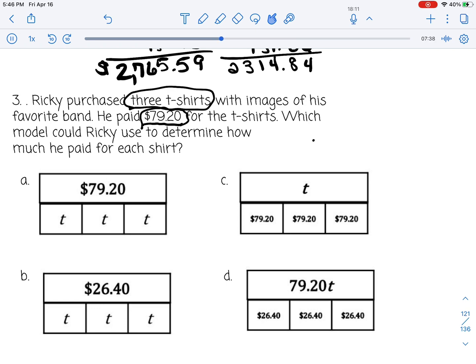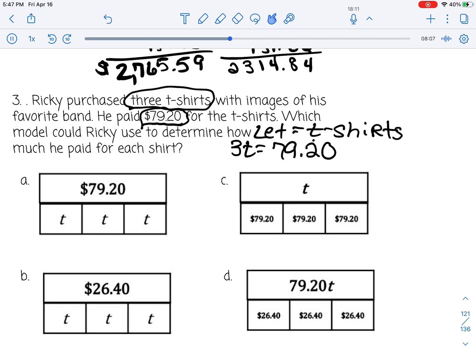So let T equal t-shirts. I know that he purchased 3 of them, so I would have 3T equals $79.20. So I'm going to find which model would represent that. Now, if I were to solve, I know I would divide each side by 3. So I have a model.